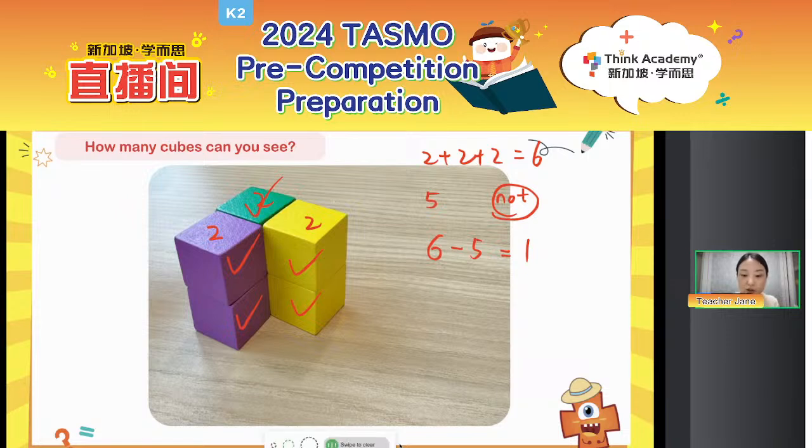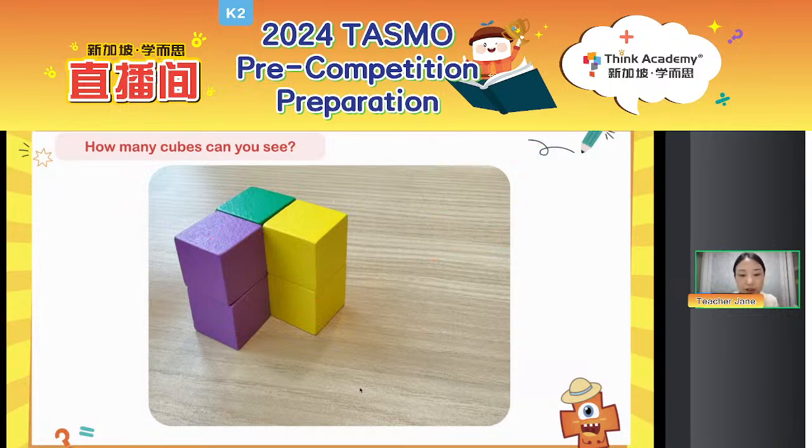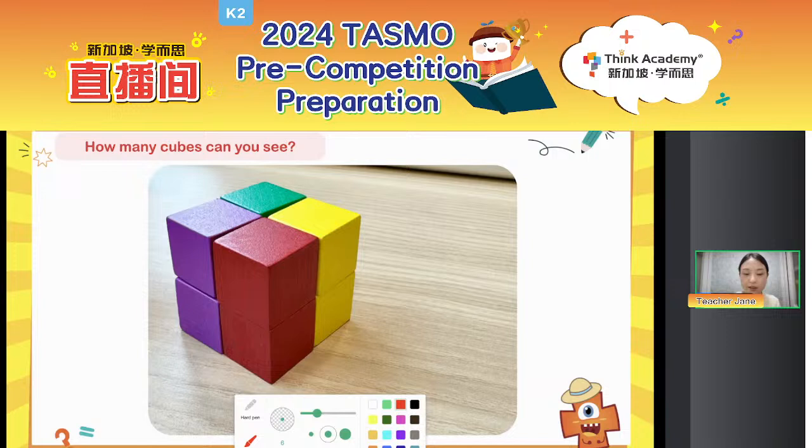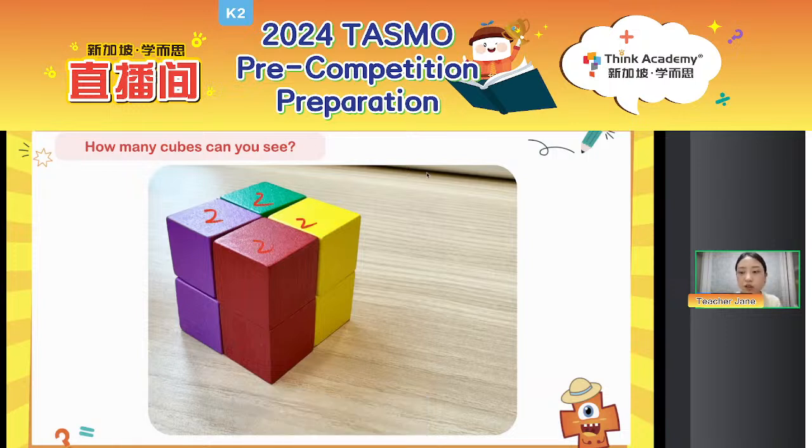Okay, everyone, let's do another practice. This time, let's see. How about this? We can see in total there are how many boxes? Let's label together 2, 2, 2, 2. So altogether we got 8 in total. But how many can we see? Everyone, let's count. 1, 2, 3, 4, 5, 6, 7.